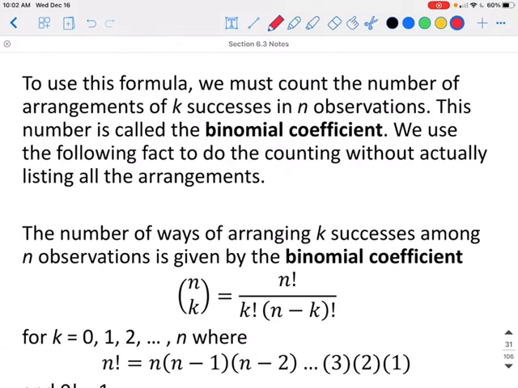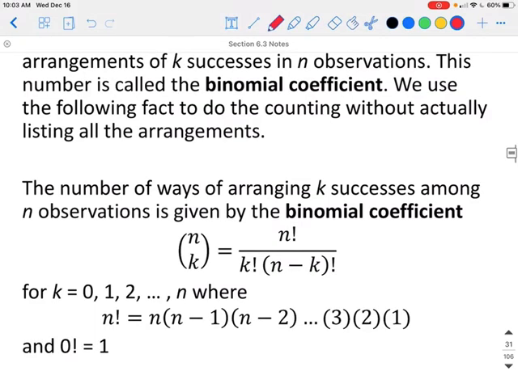So to use this formula, we must count the number of arrangements of k successes in n observations. This number is called the binomial coefficient. We use the following fact to do the counting without actually having to list all of those arrangements. The number of ways of arranging k successes among n observations is that binomial coefficient: n choose k is equal to n factorial over k factorial times n minus k factorial.